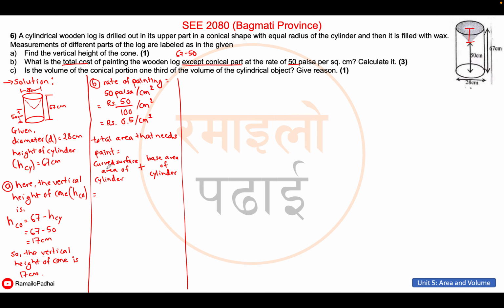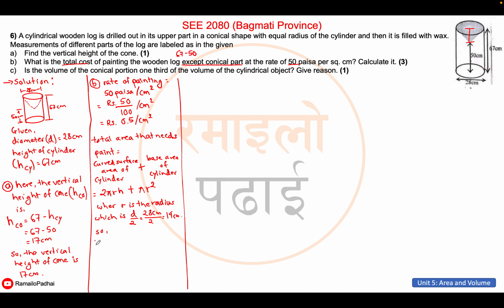So the formula to find curved surface area of cylinder is 2 pi r h, and the formula to find base area of cylinder is pi r square. However, we don't know what r is, where r is the radius, which is diameter by 2 is equals to 28 cm by 2 is equals to 14 cm.